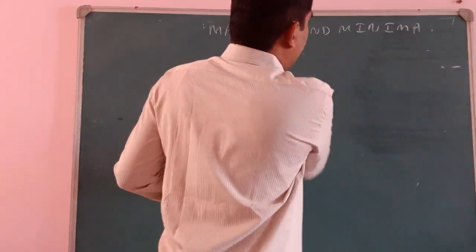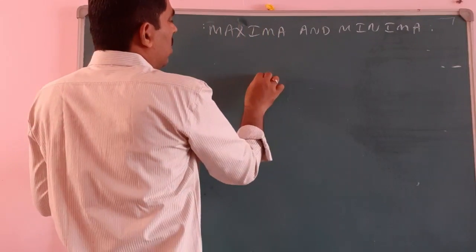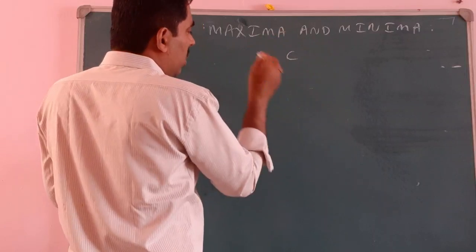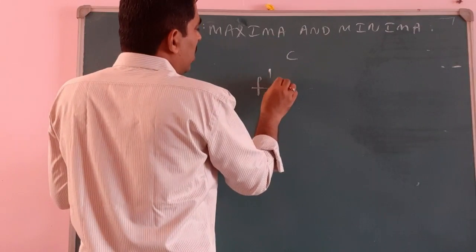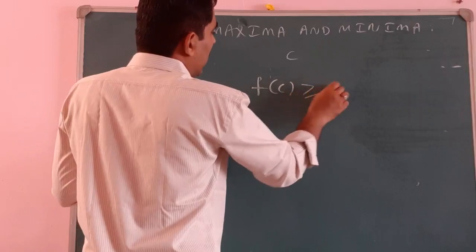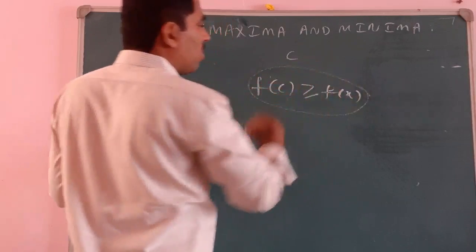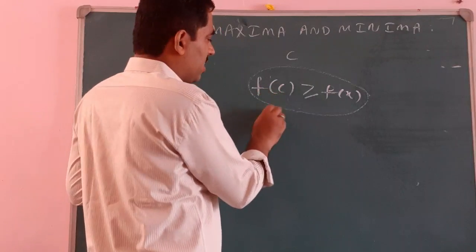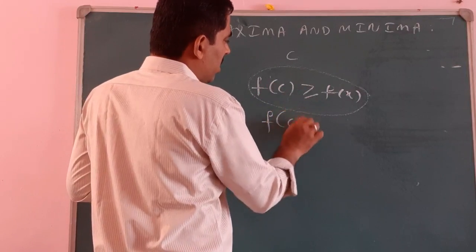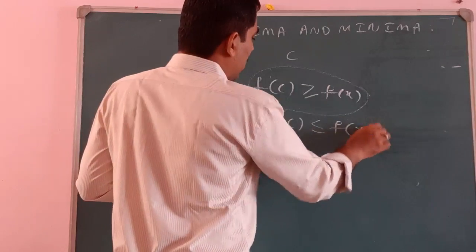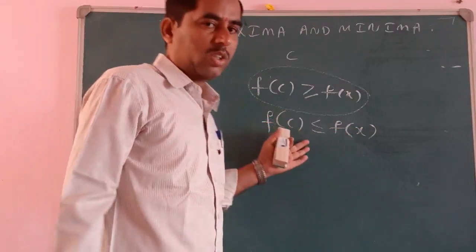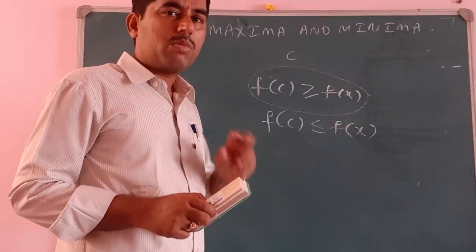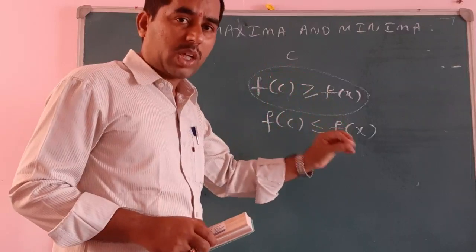Then, what is the definition here? If we have a point C in the interval, C belongs to our interval, such that f of C is greater than or equal to f of x, then the function is said to have a maximum value. Then this point is called the point of local maxima. In another case, f of C less than or equal to f of x, that is called local minima. So these are the definitions. We have not written these definitions on the board; we only explained them through some graphs.